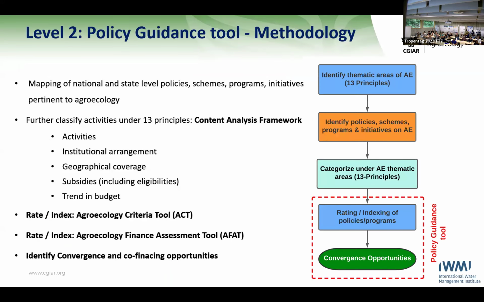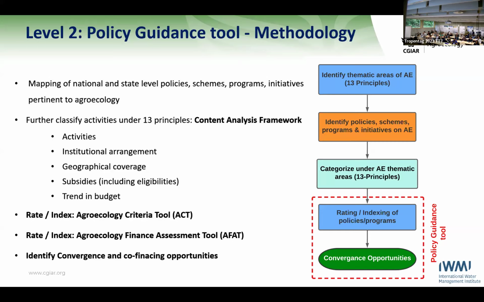we have created the second aspect. So we know the regions where we want to adopt natural or agroecological farming. Now we want to know which policies are conducive to these practices. So what we have done is we have taken all the national level and state level policies and analyzed across 13 principles of agroecology. And these are the thematic areas we analyzed.